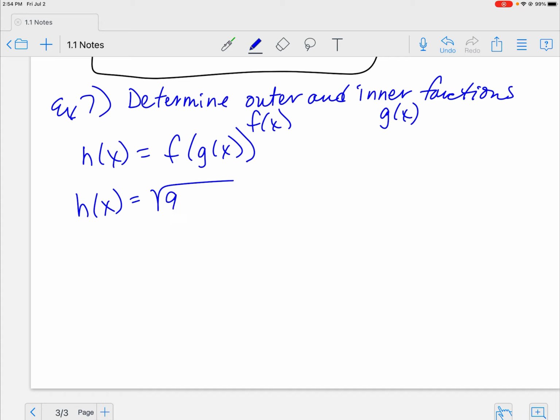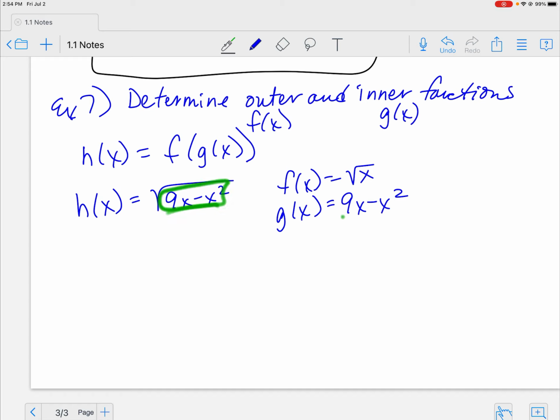So if h of x here is the square root of 9x minus x squared, think about what an outside and an inside would be. Your f of x is your outside function. What's that biggest outside function happening? The square root. Good. So this would be the square root of x. That leaves my inside function, yep, as the 9x minus x squared. This is on the inside.